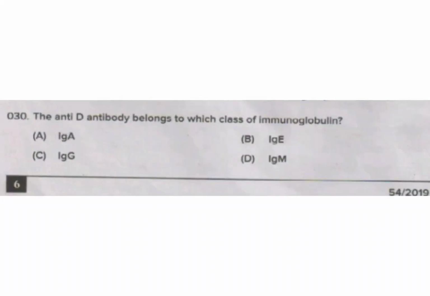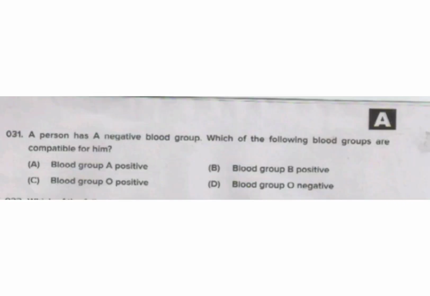Next question, the anti-D antibody belongs to which class of immunoglobulin? Option A IgA, option B IgE, option C IgG and option D IgM. The answer is option C, IgG. Anti-D is IgG type.